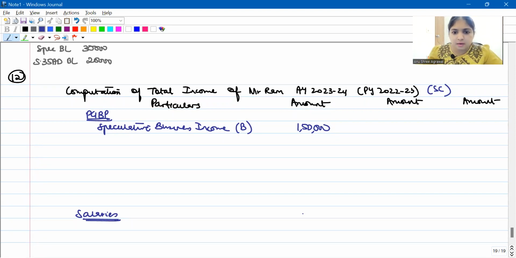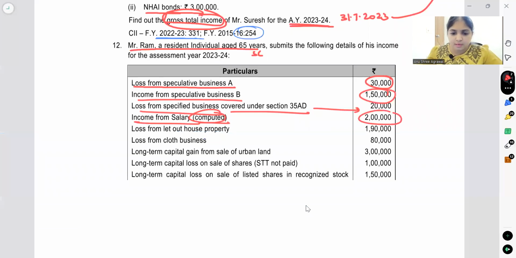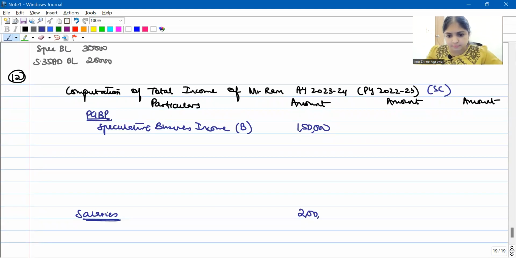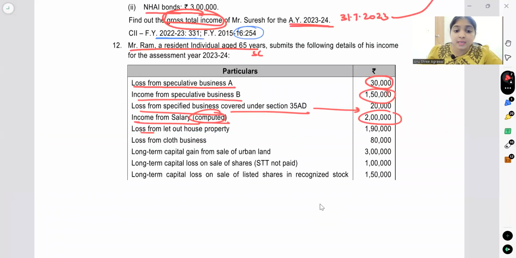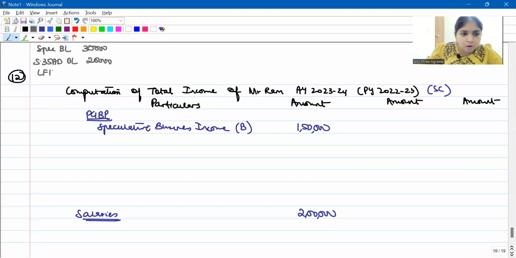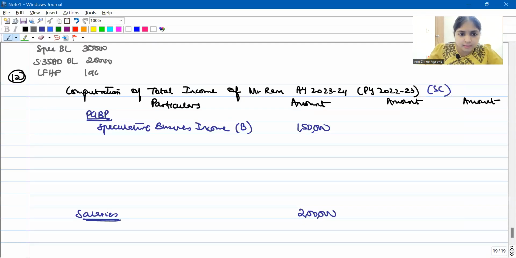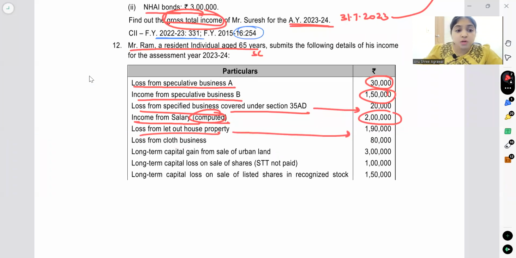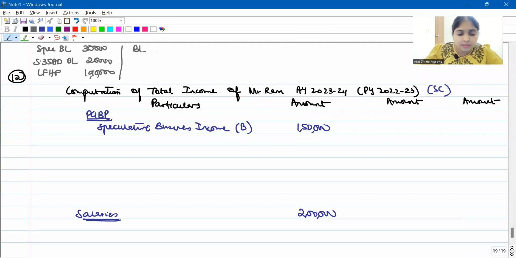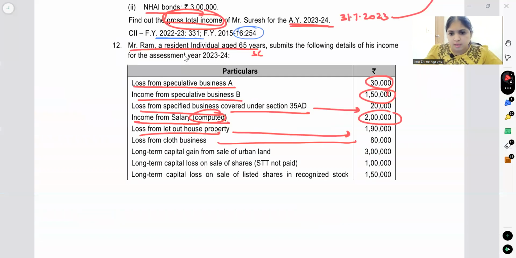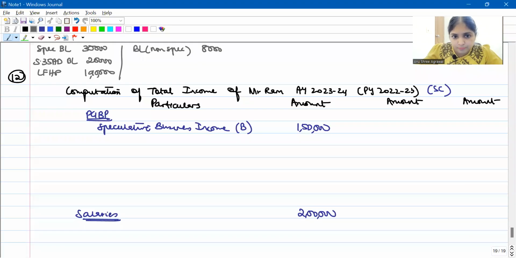Under salaries, what is the number that they have given us? 2 lakhs. Then income, loss from let out house property. So loss from house property is 1,90,000. I'll handle it later separately. Then we have loss from cloth business. So we have another business loss, but cloth business, so it is non-speculative business loss, and that is 80,000.